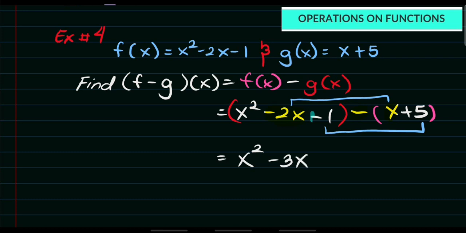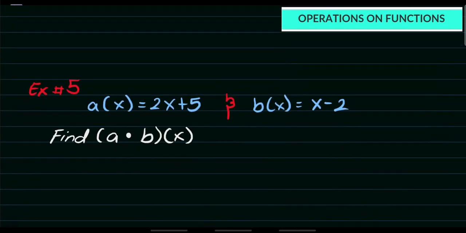Followed by negative 1 minus positive 5. Let's consider the preceding term. Negative 1 minus positive 5 equals negative 6. And that's it. The final answer for f minus g of x is x squared minus 3x minus 6. Those are the procedures we consider when asked to subtract functions.